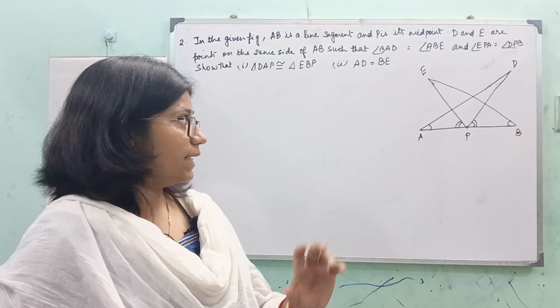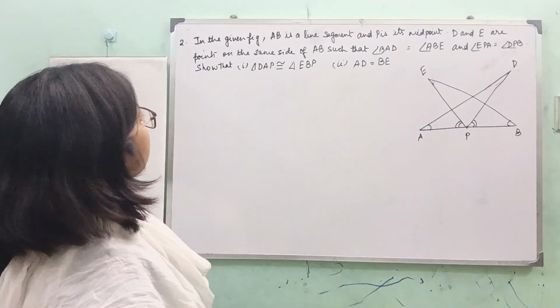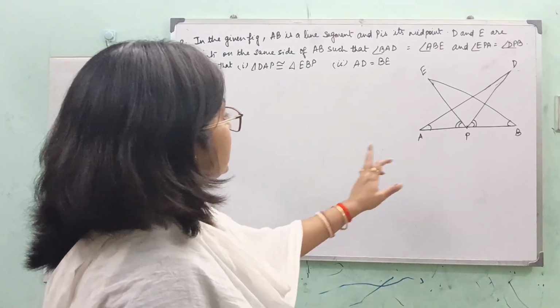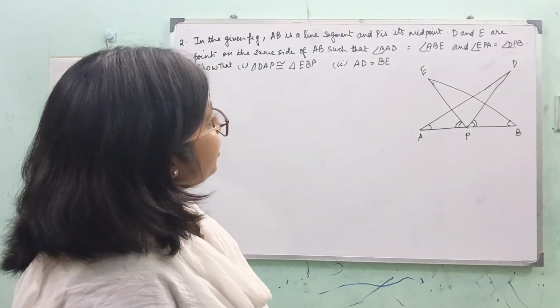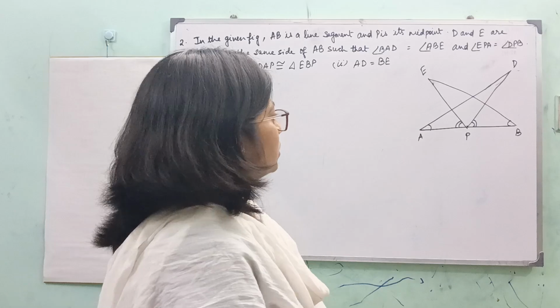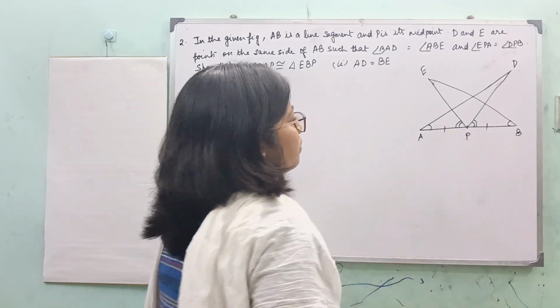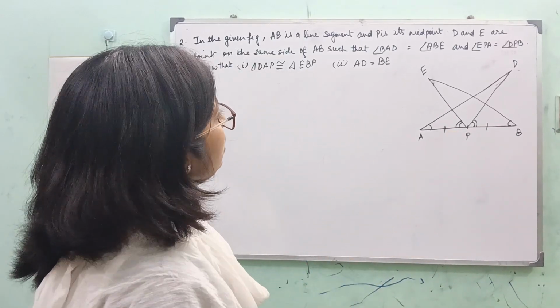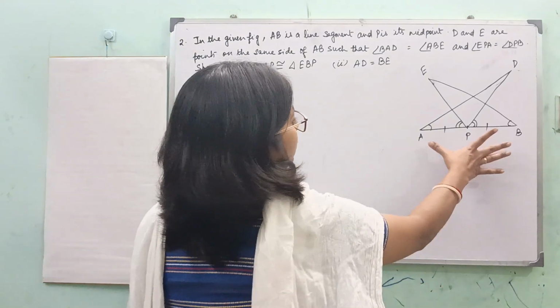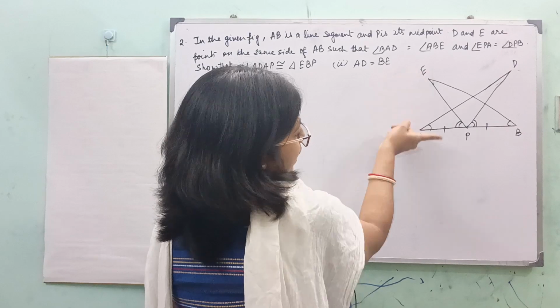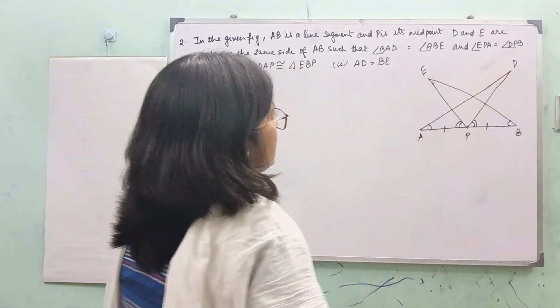Okay, now coming to the next sum. It is given that in the given figure, AB is a line segment. So we have AB as a line segment over here, and P is its midpoint. So P is the midpoint. So that means AP will be equal to BP. D and E are points on the same side of AB. So on this side of AB, we have points E and D.